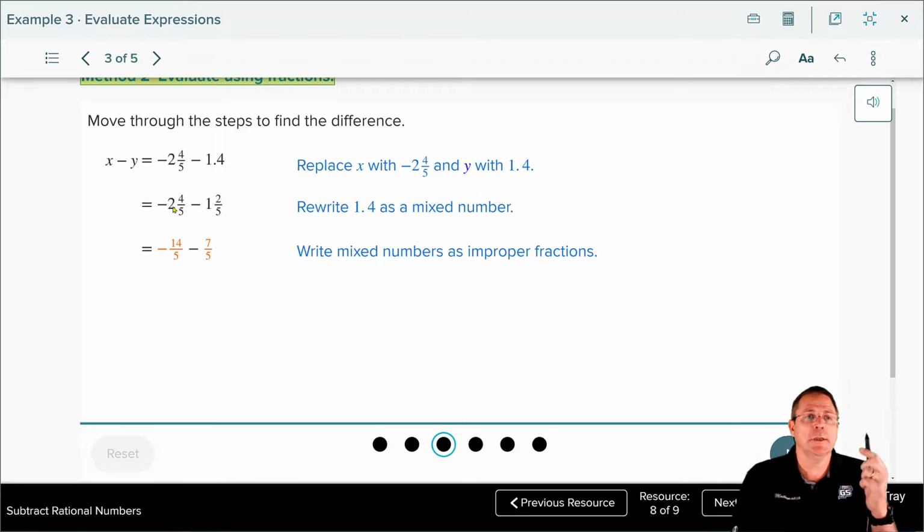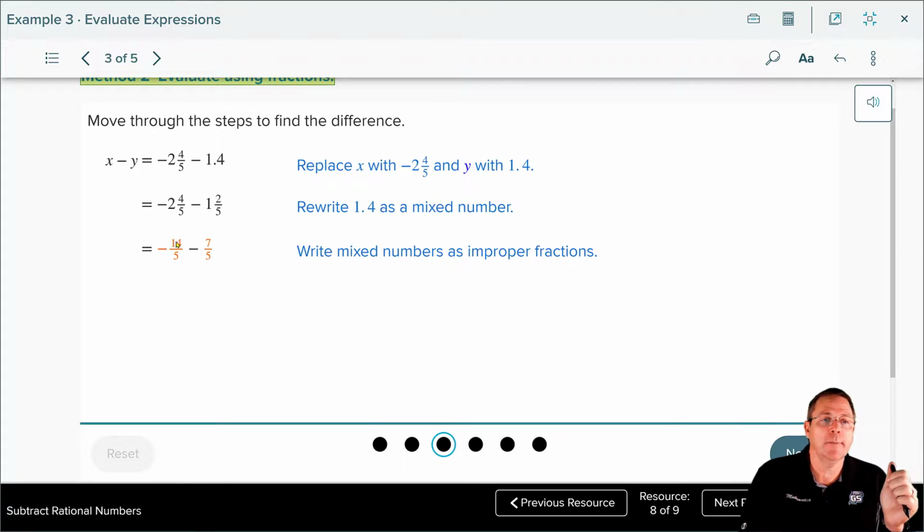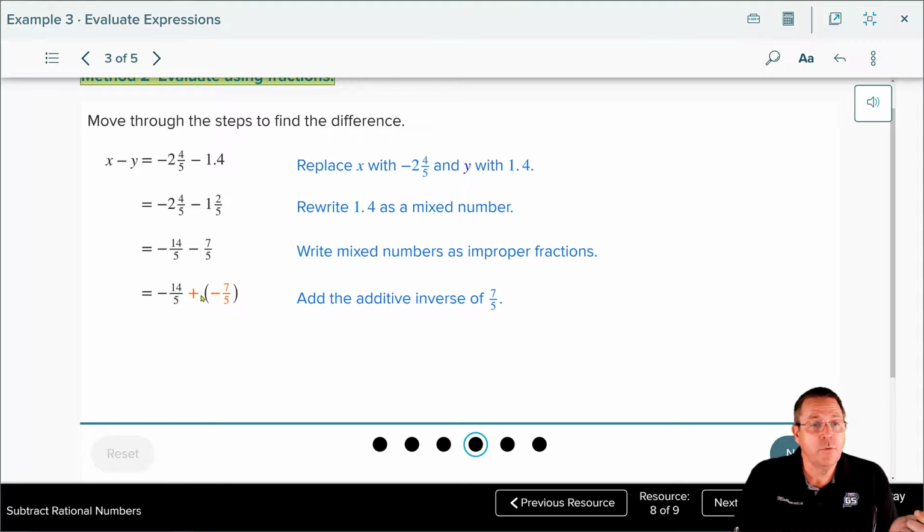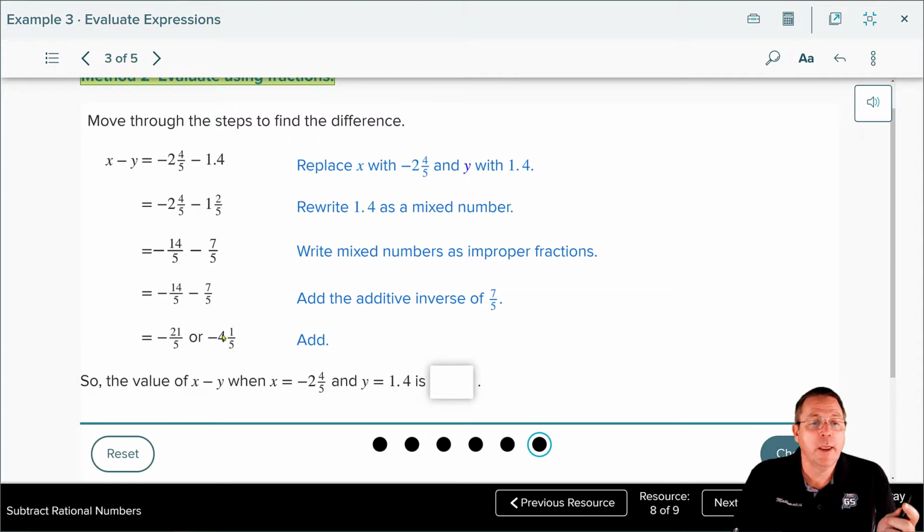5 times 2 is 10. 10 plus 4 is 14. Gives them a negative 14 over 5. 5 times 1 is 5, plus 2 is 7. Gives them a negative 7/5. Signs are the same. Find the sum. Don't do this step. No reason to do it. The sum of 14 and 7 is 21 over 5. Sign in front of your larger number goes in front of your answer, giving you negative 21 over 5, also known as negative 4 and 1/5, which is what you would take and type in right there for your notes.